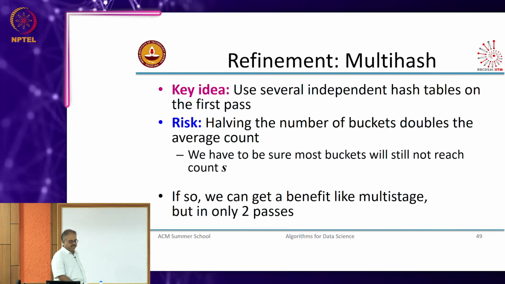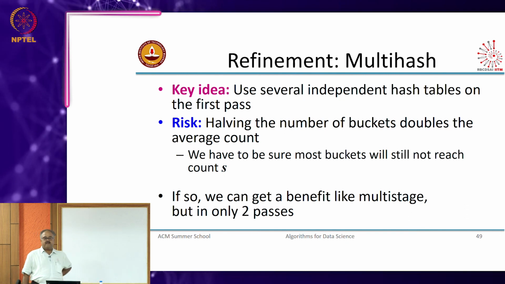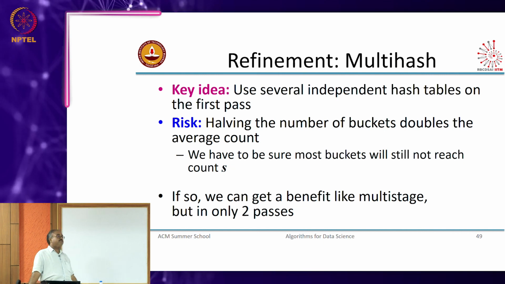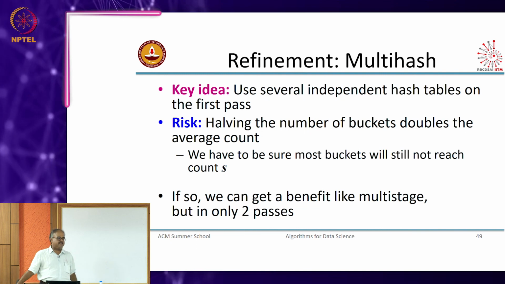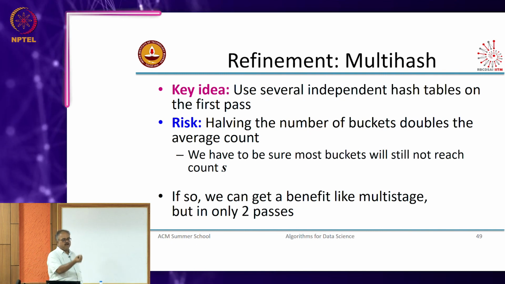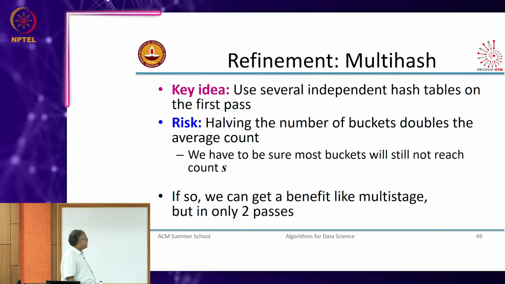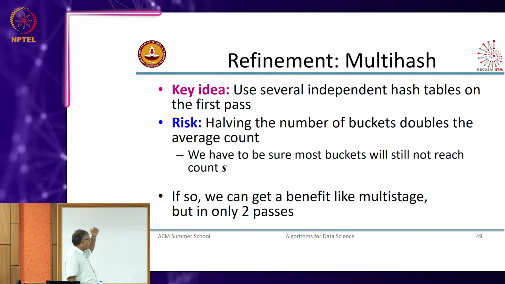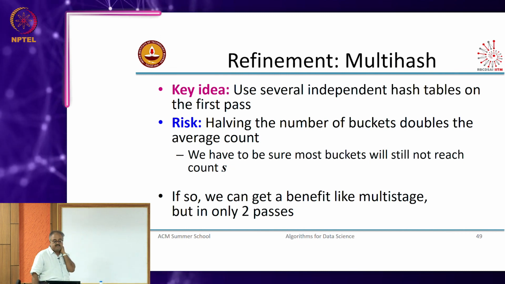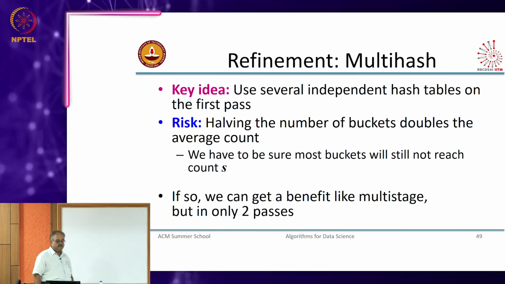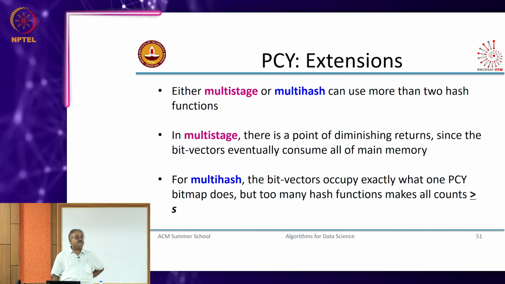Therefore it kind of doubles the average count. So it shouldn't come to a point where most of the buckets are going to have a count greater than s, because many pairs are hashing to the bucket, even though each pair is only contributing a small amount. We want to make sure that most buckets will not reach this count s. If that is the case, then we can get a multi-stage benefit in just 2 passes. Of course, we can actually keep increasing the hash functions.